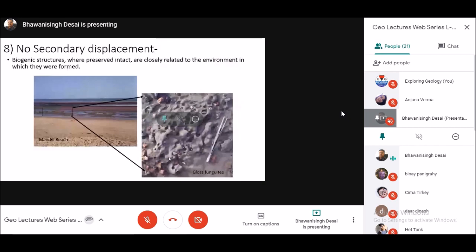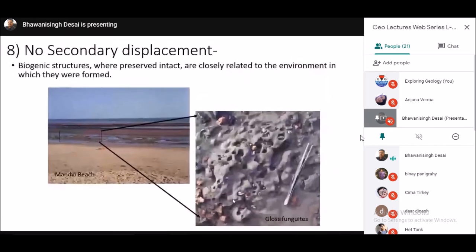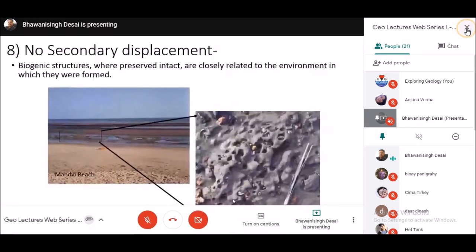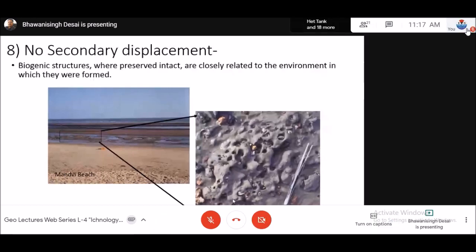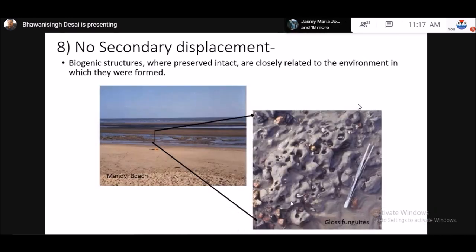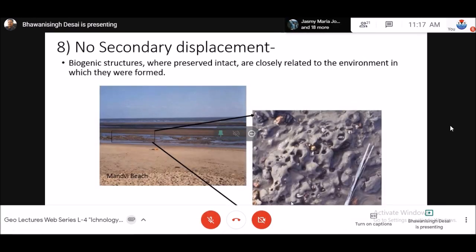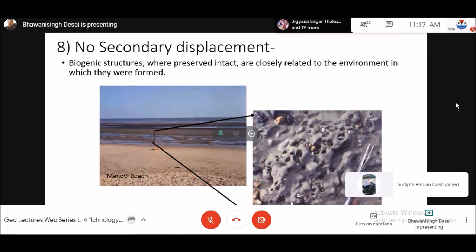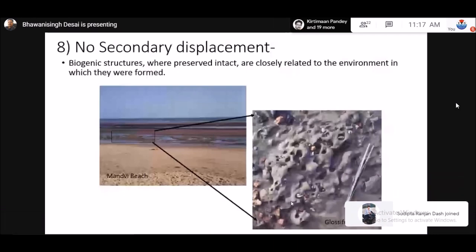Body fossils can be easily displaced. You take the example of a bivalve shell: it can be easily displaced from where it was formed or deposited, and therefore they undergo several changes. But trace fossils cannot move from the place. So there is no secondary displacement observed. Biogenic structures are preserved intact, and this quality makes it so unique that it is one of the most preferred tools for interpreting depositional environment.